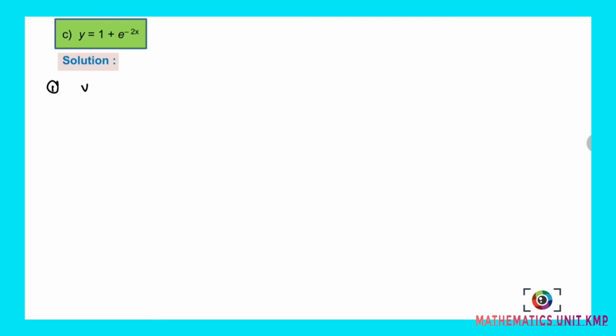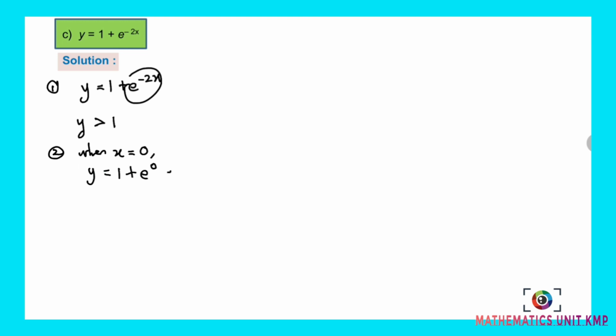Okay, you look at y equals to 1 plus e to negative x. When plus, it becomes greater than its horizontal asymptote. Okay, because this is 0, so it must be greater than 0, so y must always be greater than 1. The horizontal asymptote is y equals to 1. Okay, the second step, when x equals to 0, y equals to 1 plus e power of 0, which is 1 plus 1, 2. Understand?